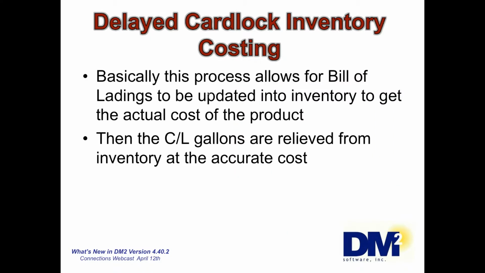So that's a lot of words to basically say this process allows for bill of ladings to be updated in inventory to get the actual cost of the product. Then the cardlock gallons are relieved from inventory at an accurate cost, and that gets you to an accurate gross margin. So that's the idea behind this. It seems like several steps, but it's very similar workflow to how cardlock works now, and your end results are the same. But it gives you that chance to delay your inventory transactions until you have all the information.